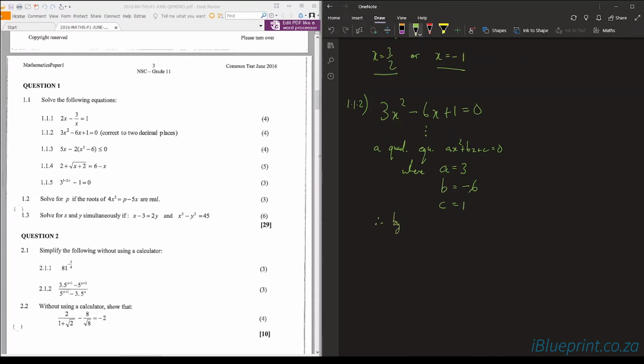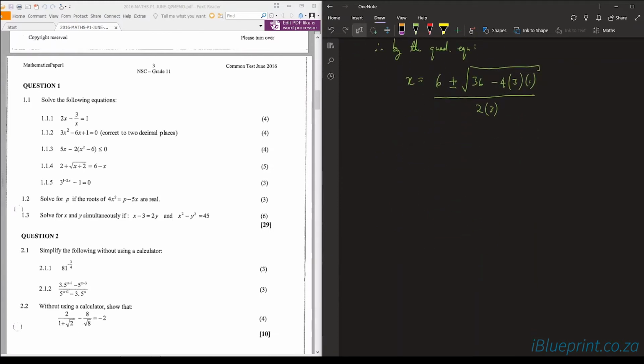So therefore, by the quadratic formula, x is equal to minus b. b is minus 6. Minus of minus 6 gives me 6. Plus or minus root of b squared. b is minus 6. The square of that is positive 36. b squared minus 4 times a. a is 3, times c. c is 1. The whole over 2a. That's the quadratic formula.